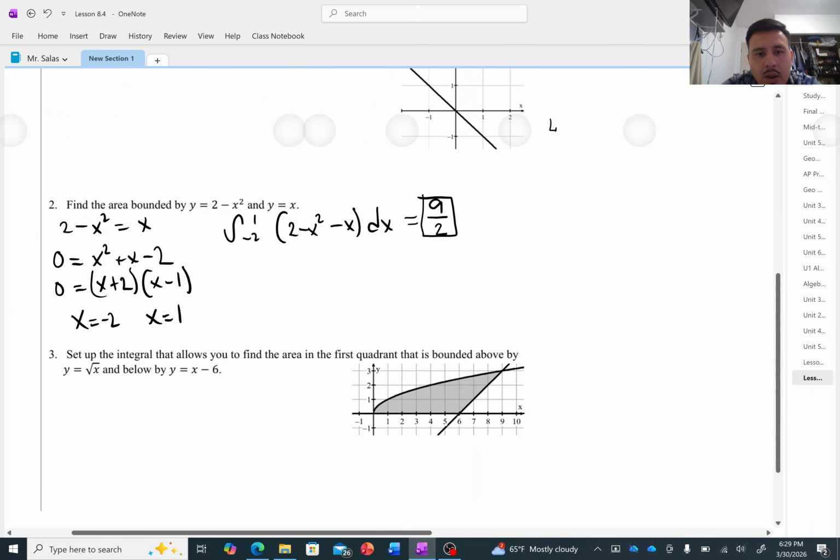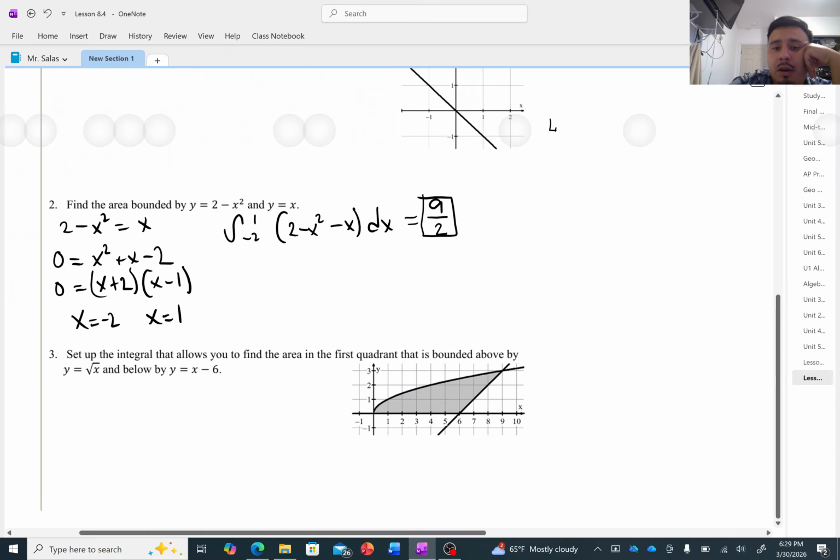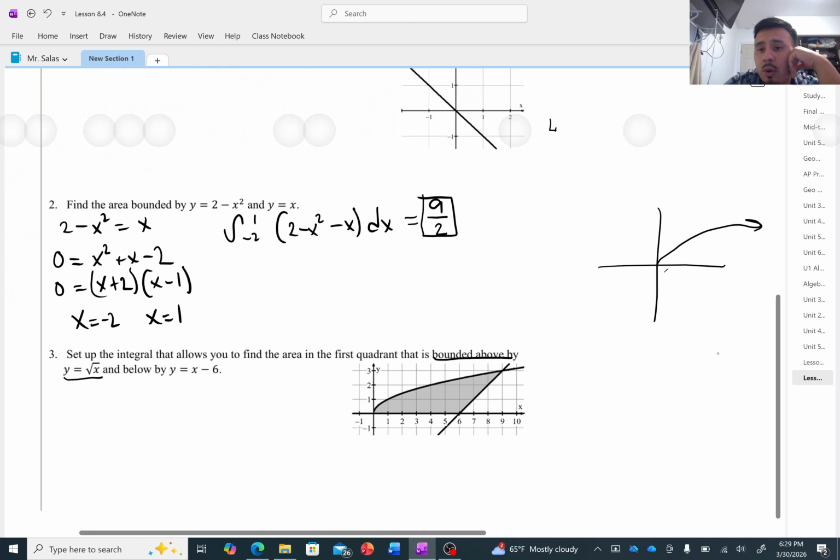Okay, so let's look at the last one. The last one is tricky because the top is bounded above. So this is very important. Bounded above by y equals the square root of x. If I know what my function looks like, this is just some little side work to show you why this is important. The square root of x is just a graph that looks like this. But no negative values exist for the square root of x, right?